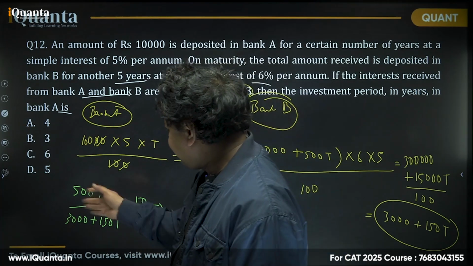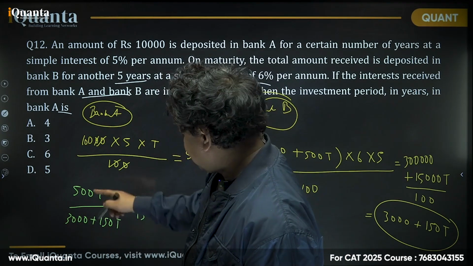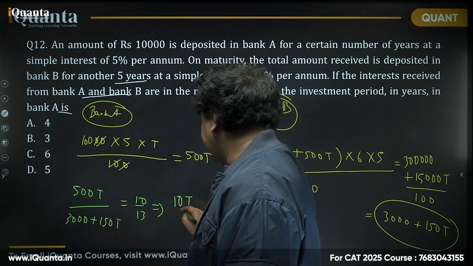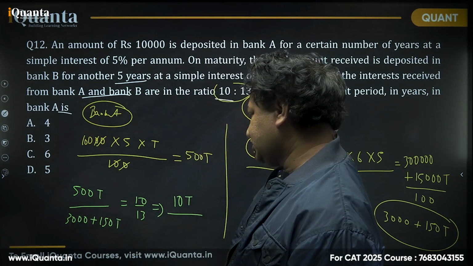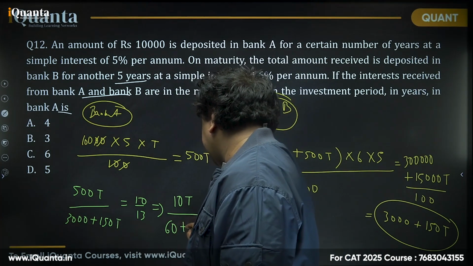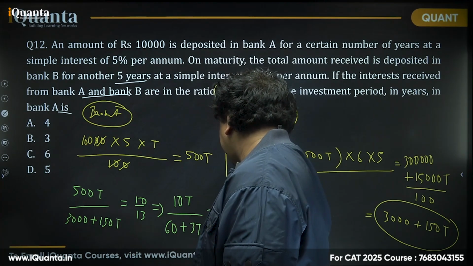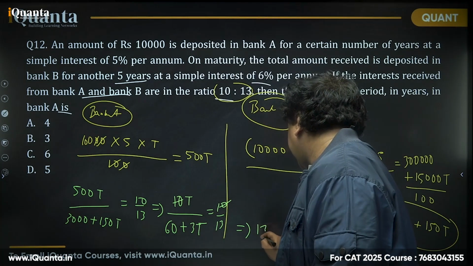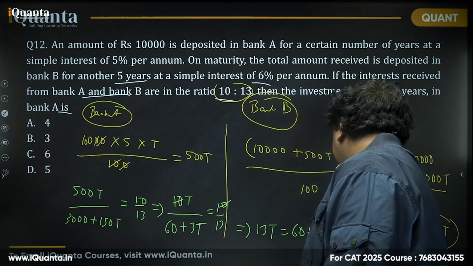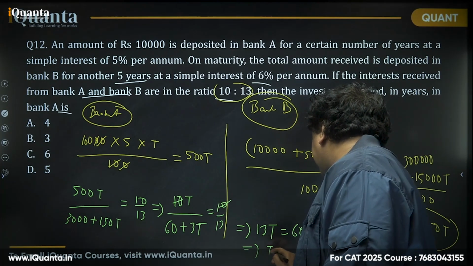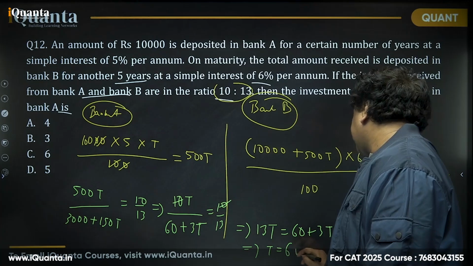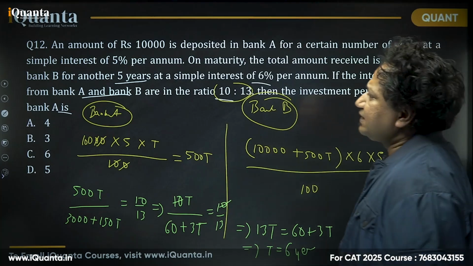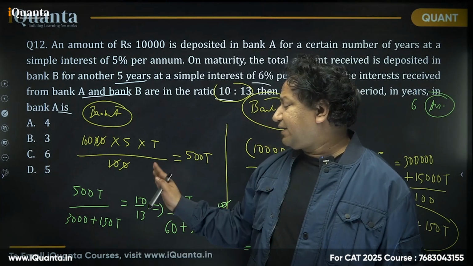We also need to cancel out 50s. Divide 50 in the numerator and denominator. So that will be 10T over 50 into how much? 60 is what I get, plus 3T, equal to 10/13. When we do that, our calculation in life becomes simple. 10 and 10 get cancelled here. So 13T cross multiplying, 13T is 60 plus 3T. Solving it, 10T is 60. That means T is equal to 6 years, and that is the answer. Simple question. Just that you need to take care of the number of zeros.